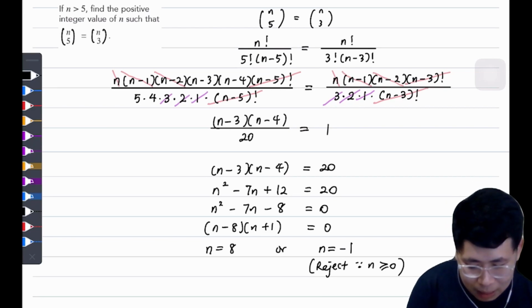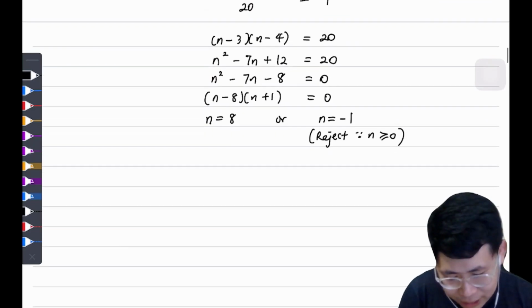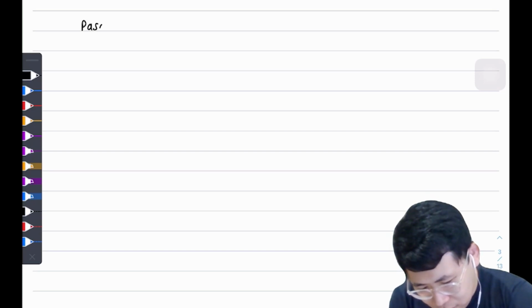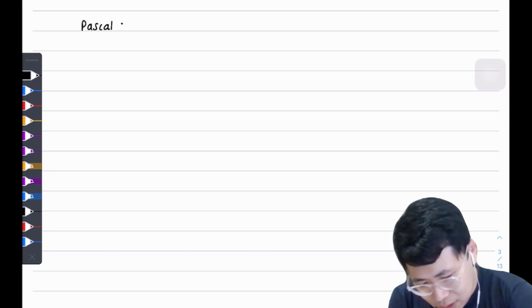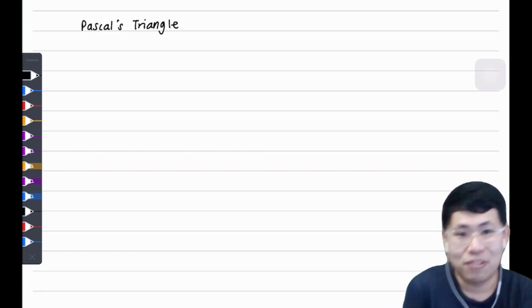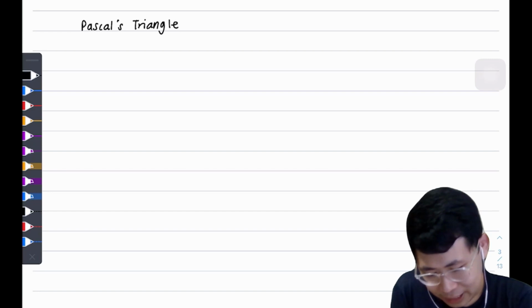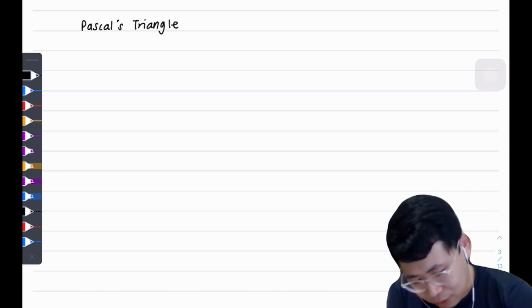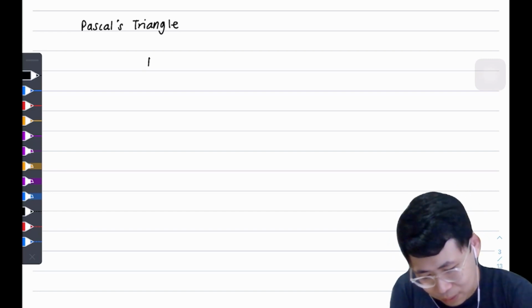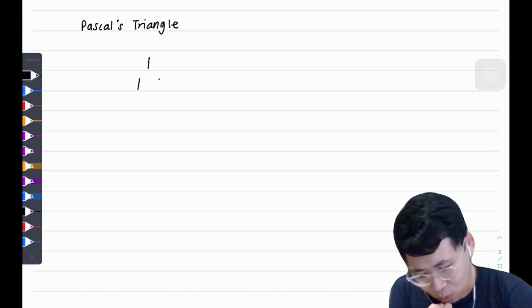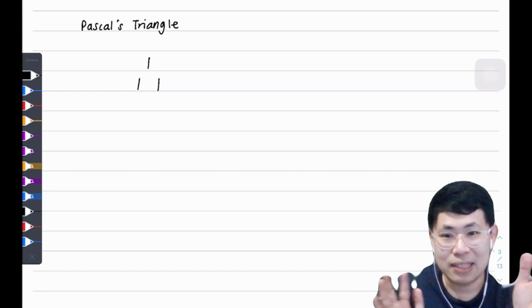Now the last bonus that I'm going to give you is actually this Pascal's triangle, right? The same Pascal who did the pressure thing. Okay, the unit of pressure is Pascal, right? So yeah, it's the same Pascal. Pascal's triangle. So I'm going to start with 1. Okay, and I'm going to start with 1 1 over here. Right, so it's like a triangle.